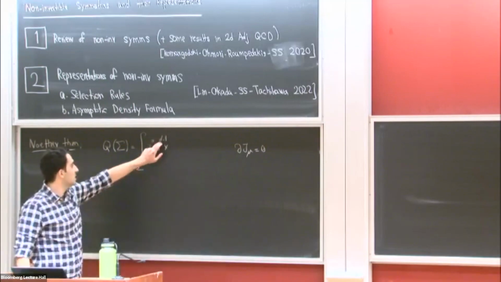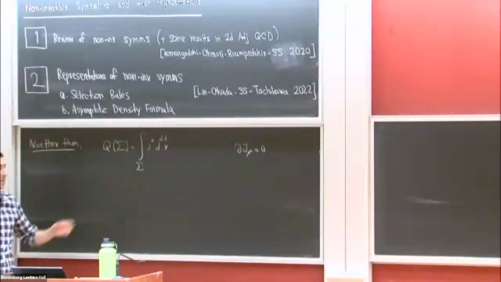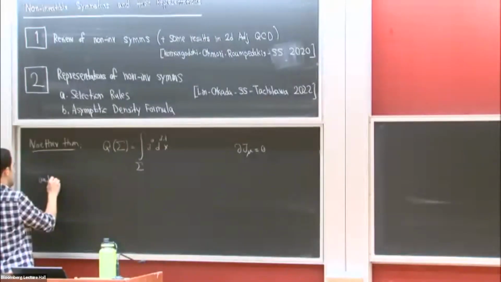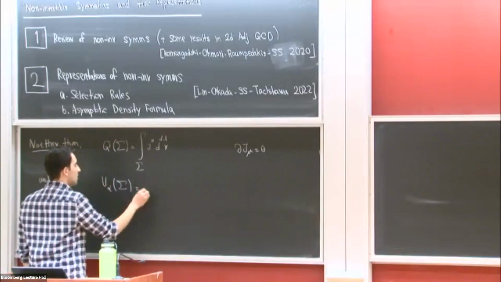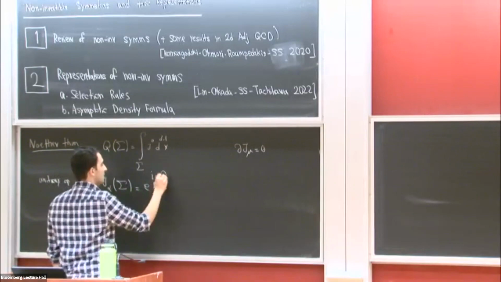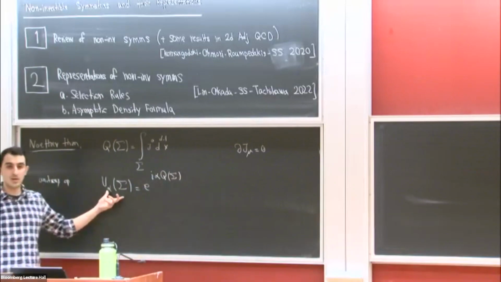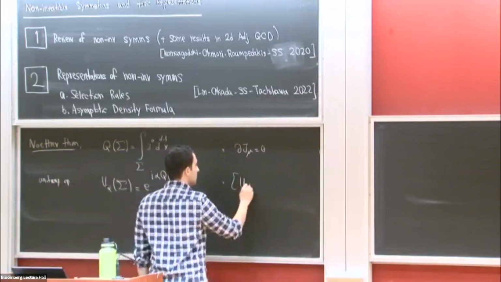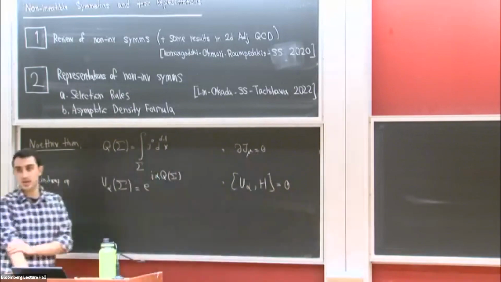In my notation, D is the space-time dimension, and sigma is a spatial slice. I integrate J^0 and define a conserved charge. More importantly, we also have a unitary operator. We can define U_alpha(sigma), which is e^{i alpha Q(sigma)}, by exponentiating the charge. This is a unitary operator which acts on the Hilbert space. Because this is a symmetry and the charge is conserved, this operator commutes with the Hamiltonian.